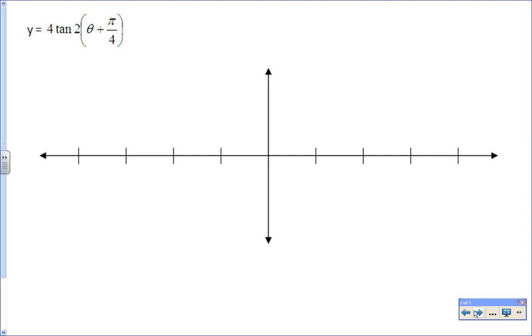Okay. So if I was going to do this one, let's just do our amplitude, period, and phase shift again, and then we'll see maybe what our strategy would be. Amplitude.